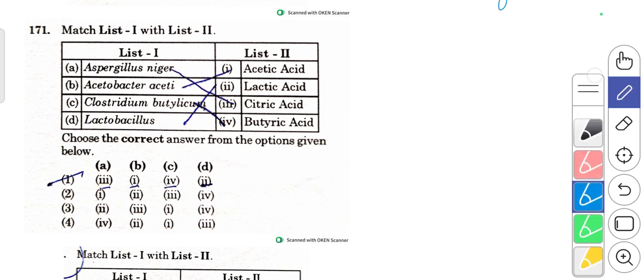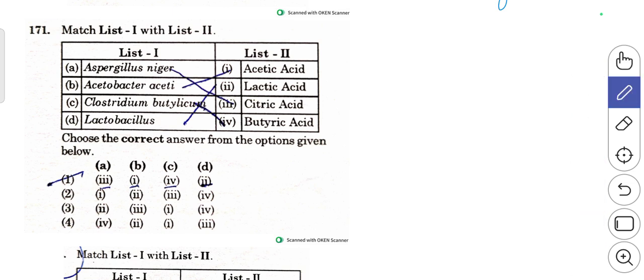So next question. It is from second PUC, uses of bacteria in human welfare. Aspergillus niger, as you all know, produces citric acid. Acetobacter aceti is a bacterium which synthesizes acetic acid. Then Clostridium butyricum produces butyric acid. Then Lactobacillus, as you all know, produces lactic acid. So hence the correct answer for this one is the first one. So next question.